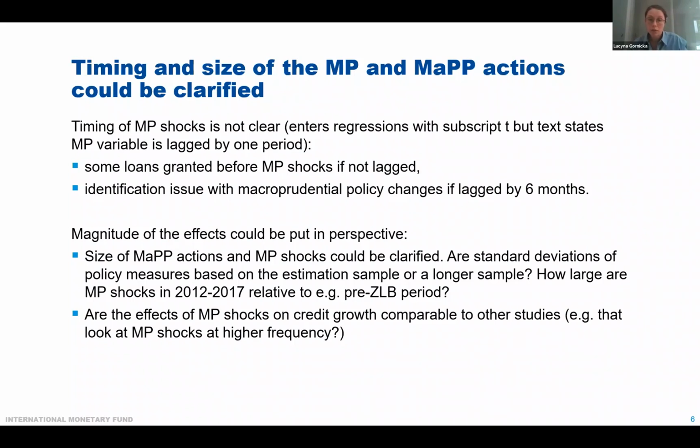Finally, the magnitude of the effects could be put a bit in perspective. For example, are the standard deviations that are used to compute the size of the effects those based on the estimation sample or the longer sample? How large are monetary policy shocks in the sample period relative, for example, to the pre-zero lower bound episode? Are the effects of monetary policy shocks on credit comparable to other studies, for example, the ones that look at monetary policy shocks at higher frequency?